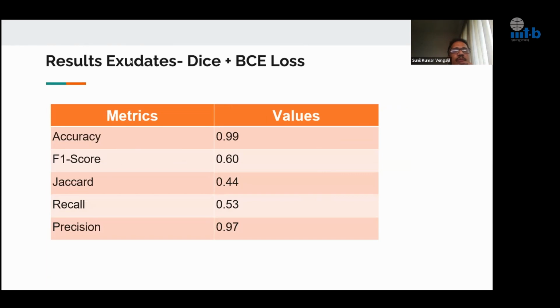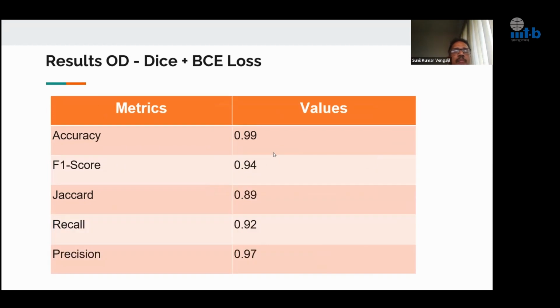Similarly for exudates, we got an F1 score or dice score of 60%. This is still work in progress and is being improved. And for optic disc, we got a very good F1 score of 94%.